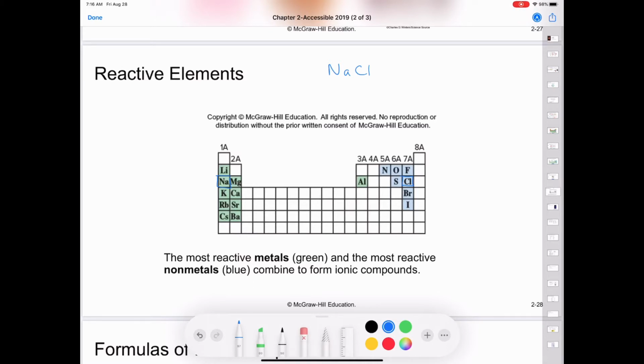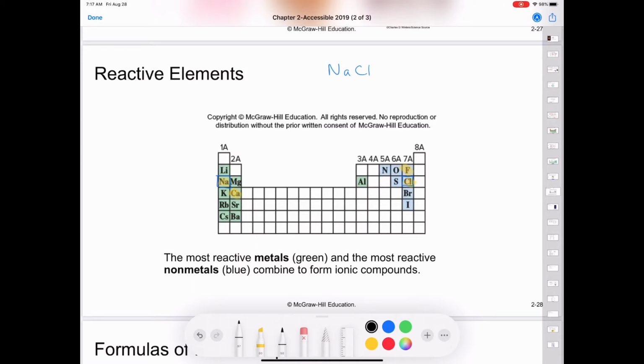You're going to see these elements combining often to form ionic compounds, just like sodium chloride. You could also have something like calcium fluoride. That would have a different formula, but again, you can see that ionic compounds are made from the combination of a metal and a nonmetal. Also, before we move on, metals will tend to form cations.